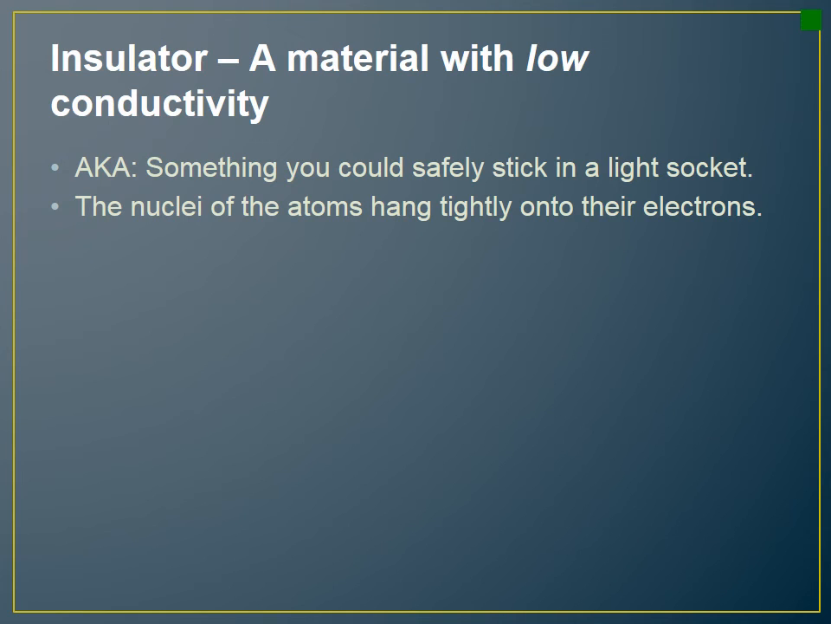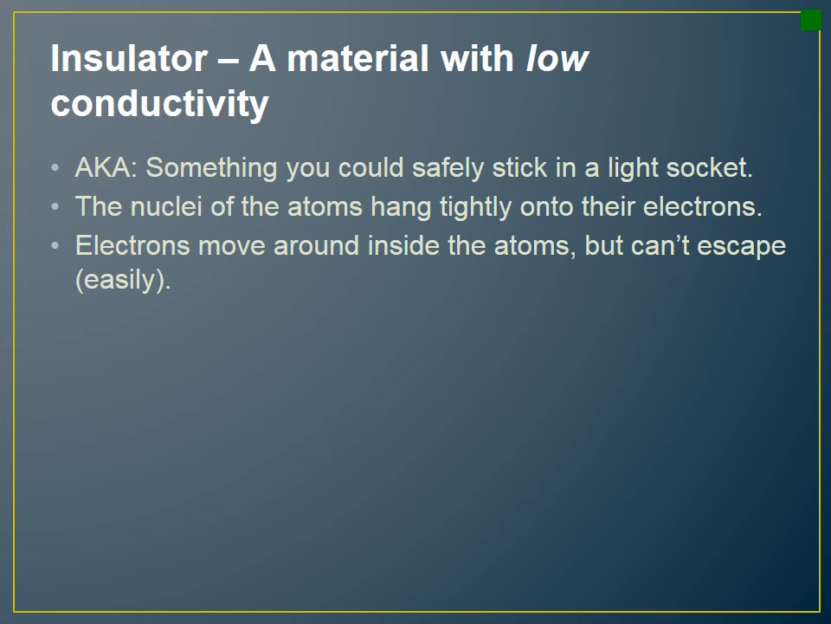So the reason that electrons don't move very easily inside of insulators is because the nuclei of the atoms hang on super tightly to those electrons. Just a side note, nuclei is the plural of nucleus. In insulators, electrons move around inside the atom, but it's not easy for those electrons to escape.